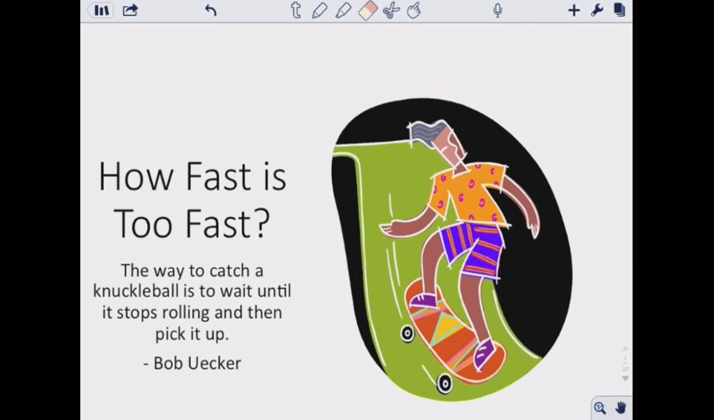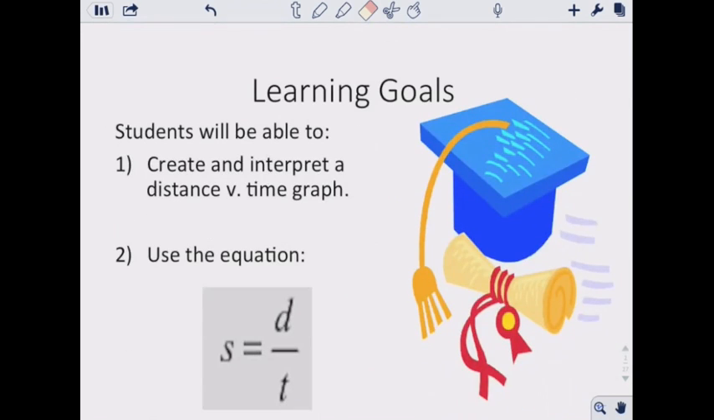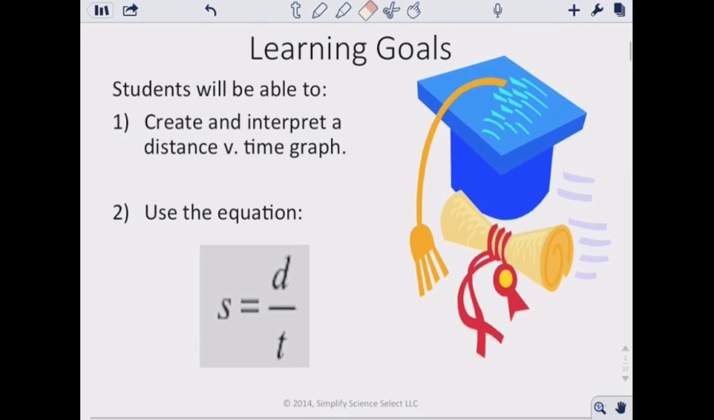The quote we have here is, "The way to catch a knuckleball is to wait until it stops rolling and then pick it up." In this lecture, we'll learn how to create and interpret a distance versus time graph, meaning how to read it and get information from it, and then we're going to use the equation speed equals distance over time.